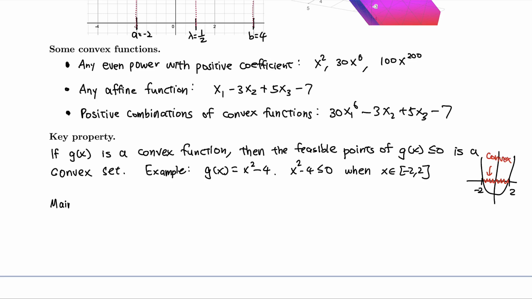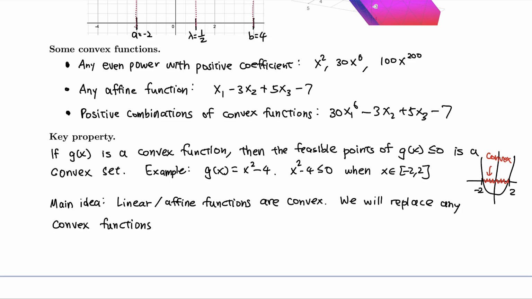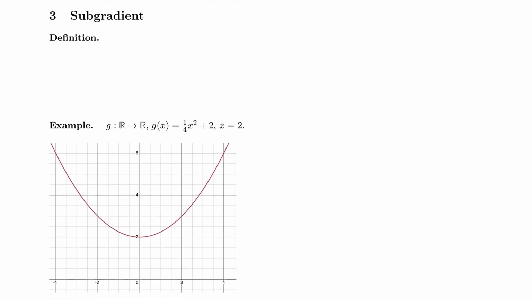The reason this is useful for us is that linear or affine functions are also convex functions. And we will replace any convex function with an affine function, and we can apply the LP techniques that you have learned in this course so far, which we know are easy to solve. To help us turn a convex function into something linear, we will need the help of subgradients and supporting half spaces. We now define what a subgradient is.